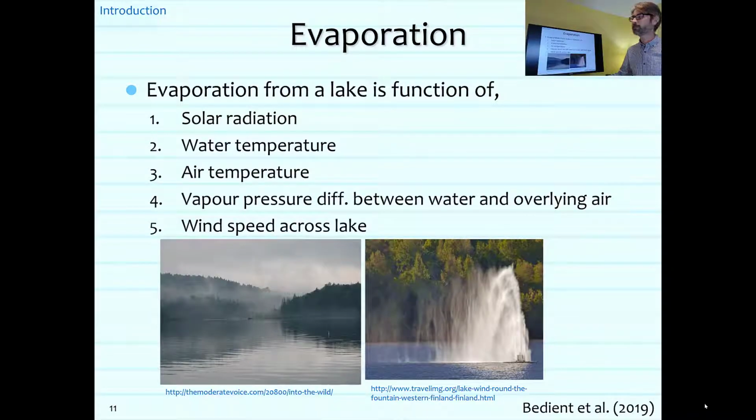To summarize then, evaporation from a lake is a function of solar radiation, the water temperature, the air temperature, the vapor pressure difference between water and the overlying air, and the wind speed across the lake. We'll talk next about how you can actually measure some evaporation. That's in video 2. This ends video 1.